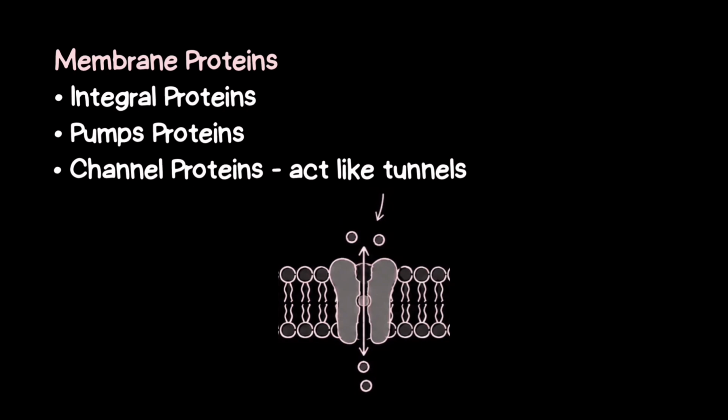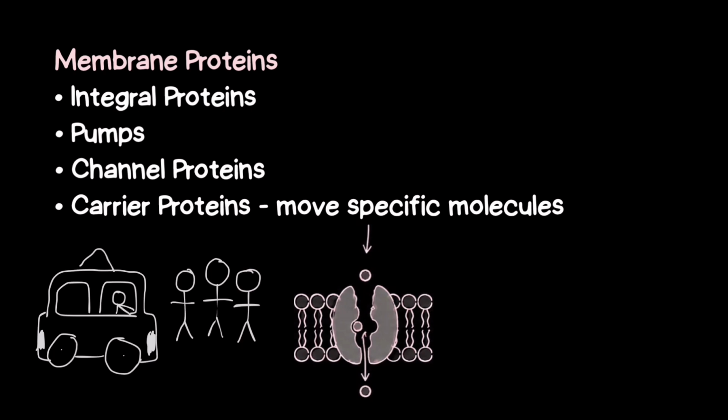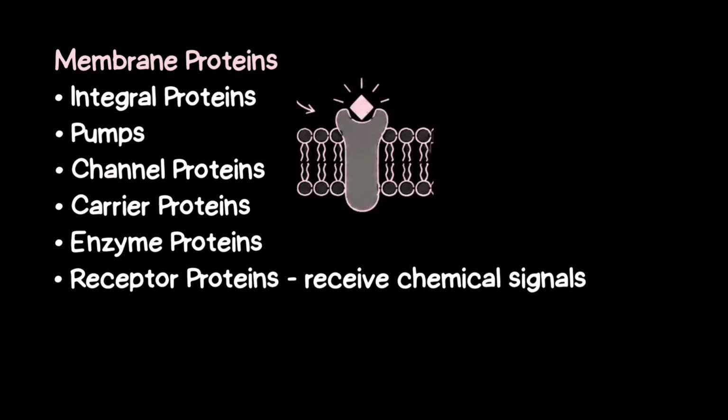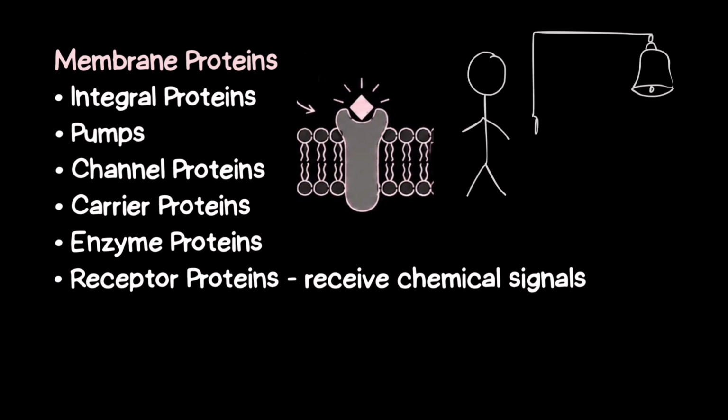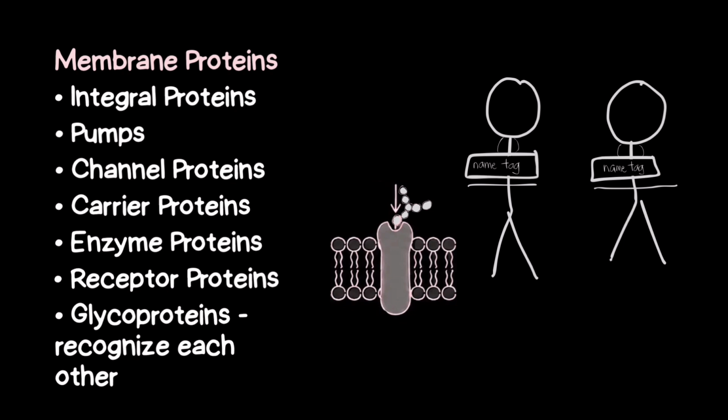Channel proteins act like tunnels that allow substances to pass through, like a tunnel under a bridge that lets cars travel from one side to another. Carrier proteins move specific molecules, like a taxi picking up one passenger and bringing them to a destination. Enzyme proteins speed up reactions, like a blender quickly mixing ingredients. Receptor proteins receive chemical signals from outside the cell, like a bell that rings when someone pulls it. Glycoproteins help cells recognize and identify each other, like a name tag that tells who someone is.